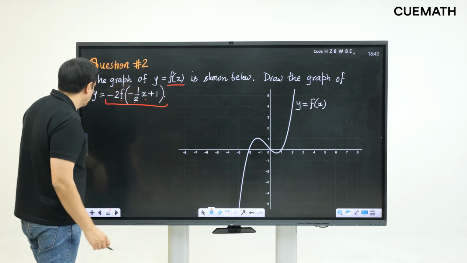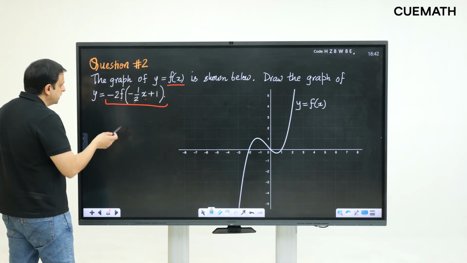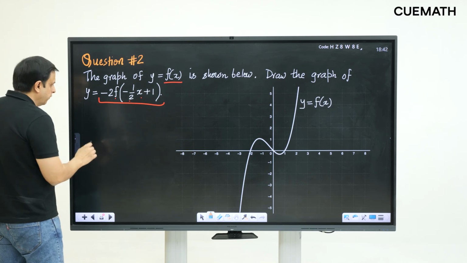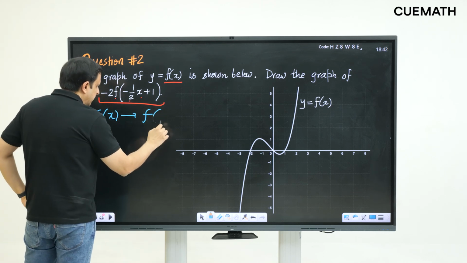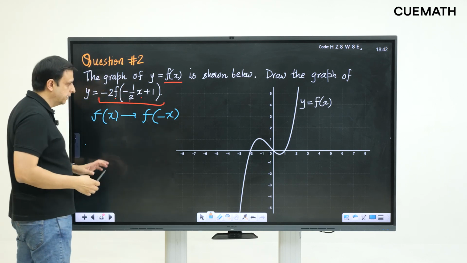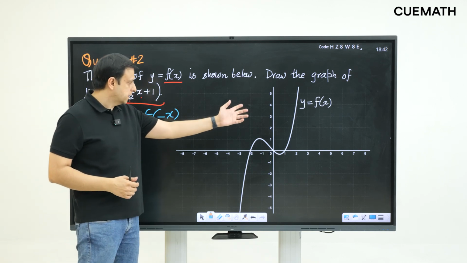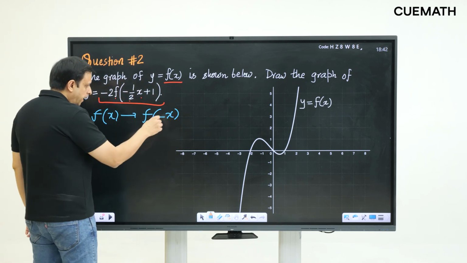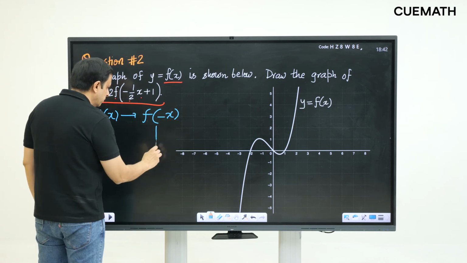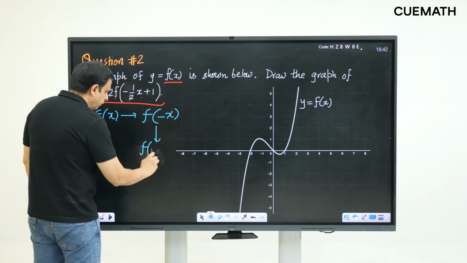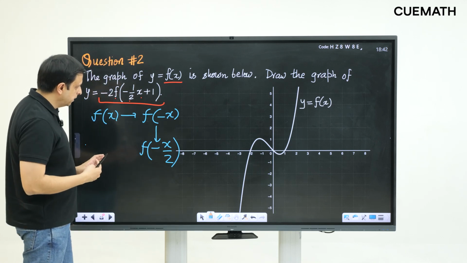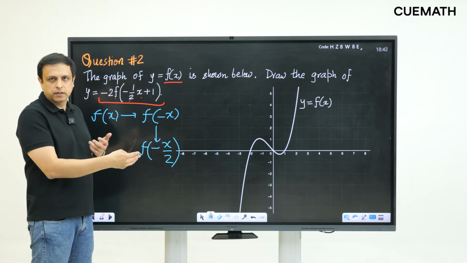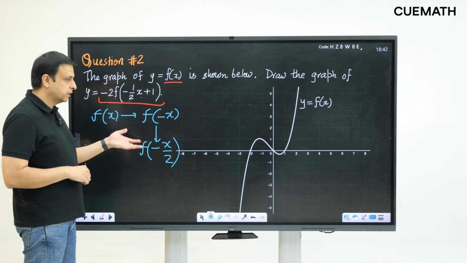So what I'll do here is, first I will plot from f(x), I will plot f(-x), and what should this be? This should simply be a reflection of the original graph about the y-axis. Then I will change x to x/2, so that will give me f(-x/2), and that should be a horizontal stretching by a factor of 2 or using a factor of half.